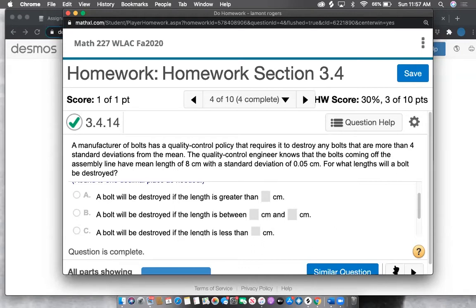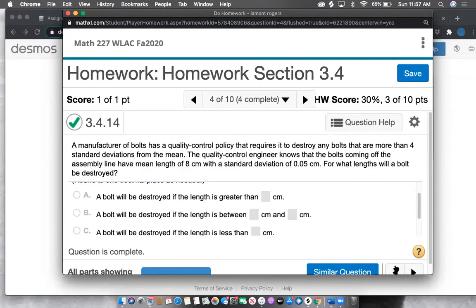It says that if it's more than 4 standard deviations from the mean. Does that make sense? So 8 centimeters is in the center, and then you go out 4 standard deviations. You subtract 4 standard deviations and you add 4 standard deviations. Anything outside of that area would be rejected because the bolt is either too big or too small.